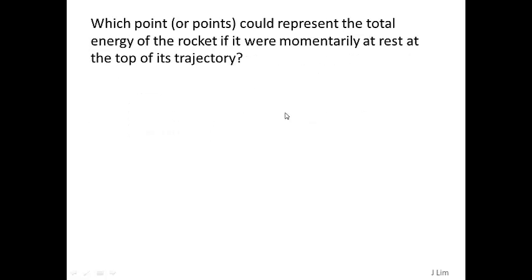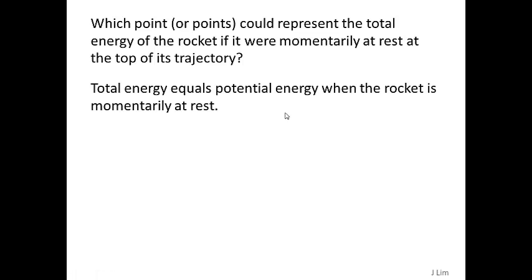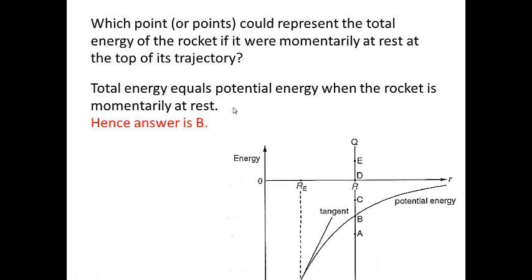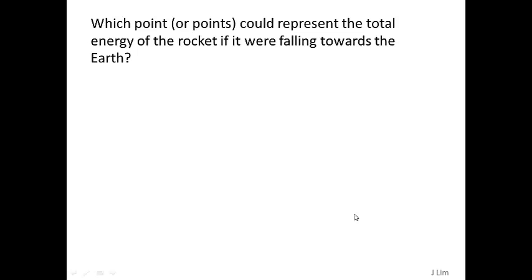Which point or points could represent the total energy of the rocket if it were momentarily at rest at the top of its trajectory? So the total energy equals potential energy when the rocket is momentarily at rest. So when it's at rest, the kinetic energy is 0. So the answer is B. So this is the point.